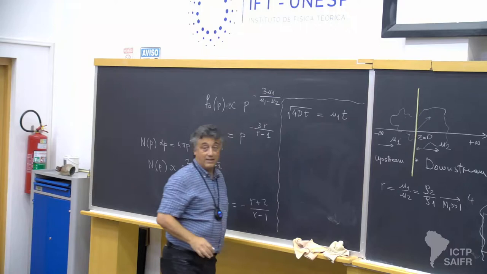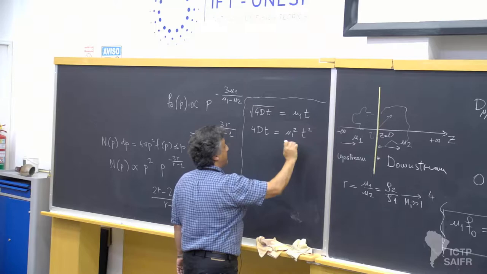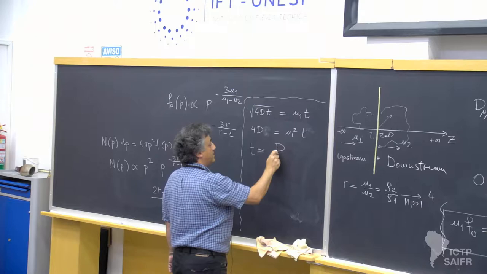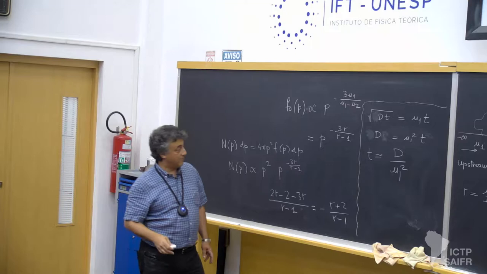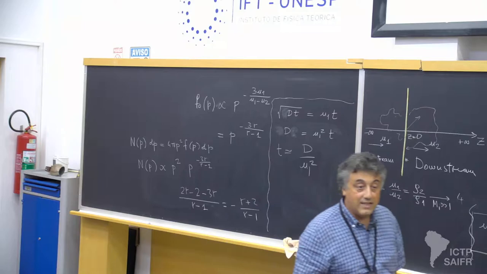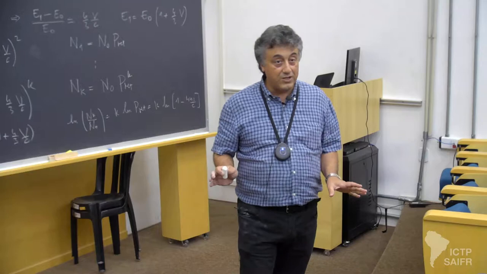And if you square this, you have 4Dt equal to u1 squared t squared. So I do this, and the time t is of order D over u1 squared. I'm sorry, this 4 is not there in one dimension, so square root of Dt. In three dimensions it is a 4. So t is D over u1 squared, right? So you immediately understand that if you want the particle to be accelerated quickly, you want t to be as small as possible. So D, the diffusion coefficient, must be as small as possible.